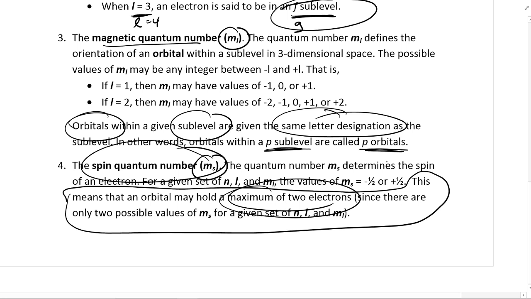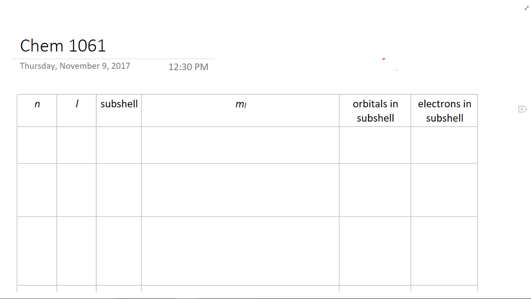These here are part of a d subshell, which means this is called a d orbital. So d orbitals are in the d subshell, p orbitals in the p subshell, and so forth. So what we're going to do with this now is try to assemble some of this information. And in your packet here, you have another table we're going to complete.